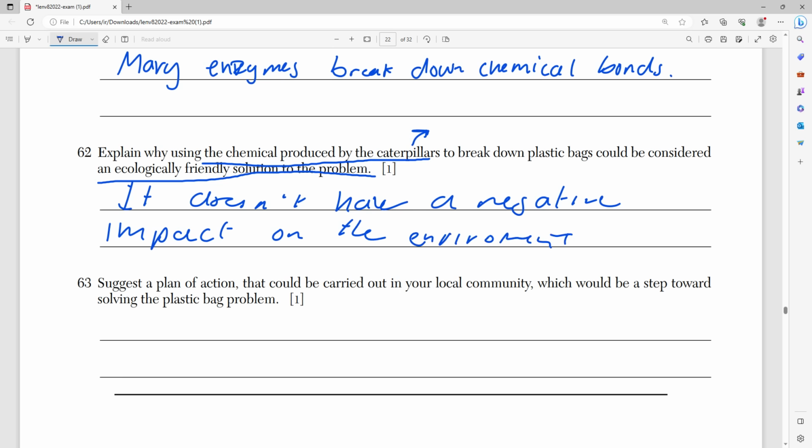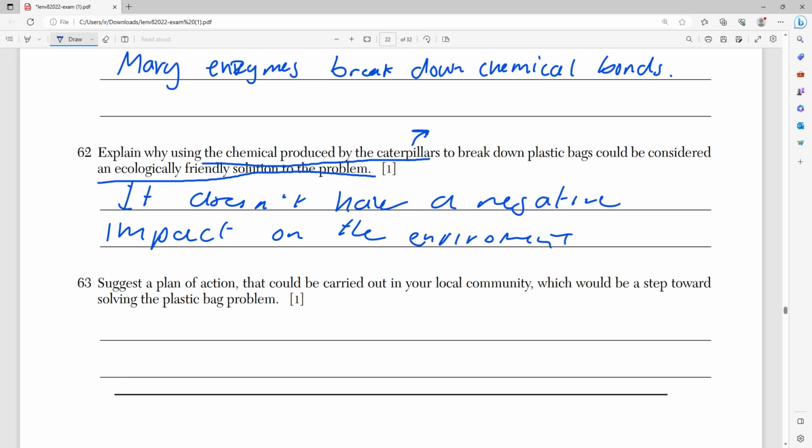Think about it. If a human wants to make a chemical, they have to go into a factory and into a lab. They have to use even harsher chemicals. They have to heat it up. Smoke's going to be released. It needs power. Well, with the caterpillars, that's just them living. That's them being alive.